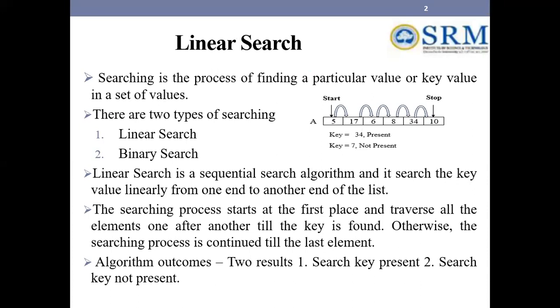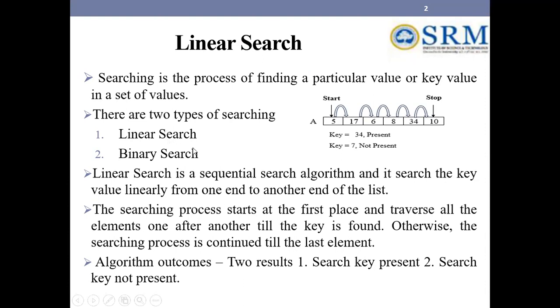Search is one type of problem. Here, searching is a process of finding a particular value or key value in a set of values. We are searching for a particular element in an array. That's called searching. There are two types of searching, linear search and binary search. Linear search means searching the array values one by one. We are searching for key K from the starting place in the array to the last element, from first to last, one by one. That is called linear search.